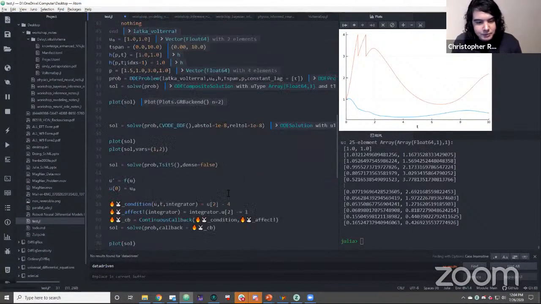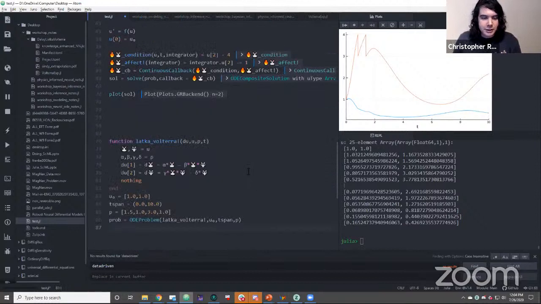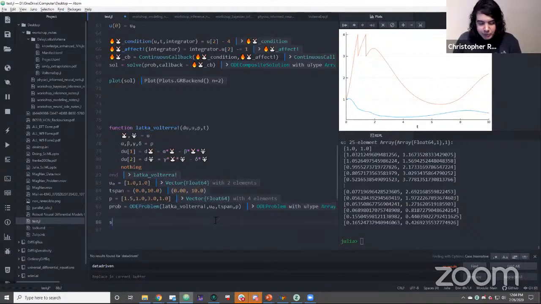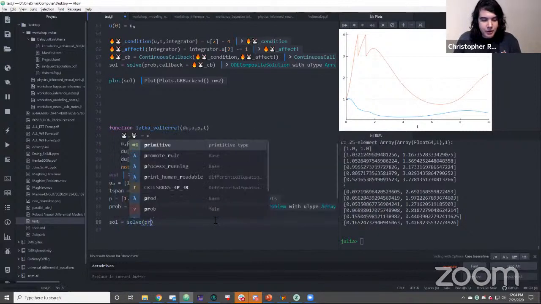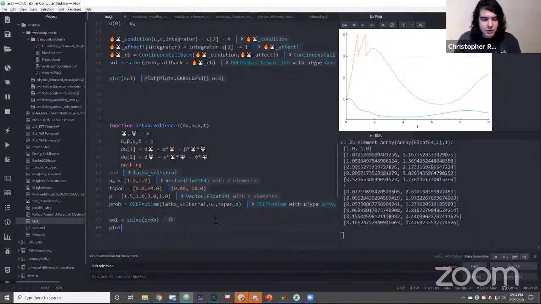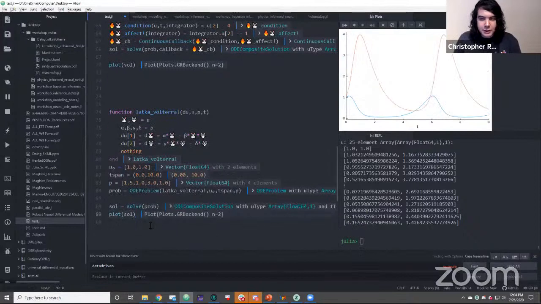So let's take the Lotka-Volterra equations. Here we define this ODE for the Lotka-Volterra equations. And remember that when we solve this equation, we get this plot.